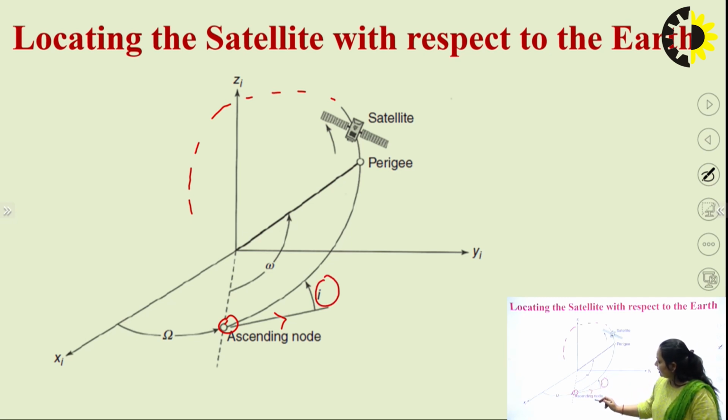The angle between your ascending node and the perigee is your argument of perigee. The angle between the first point of Aries direction and the ascending node is your right ascension of ascending node, denoted by omega. So if I know the inclination, then I know where my orbit is. If I know this omega, how far it is, then I can locate the perigee point. So if we know these six orbital elements, it is possible to locate the satellite, where it actually is in the orbit.